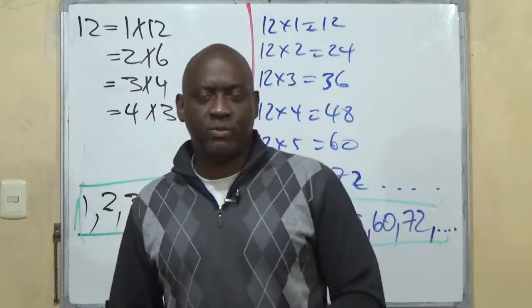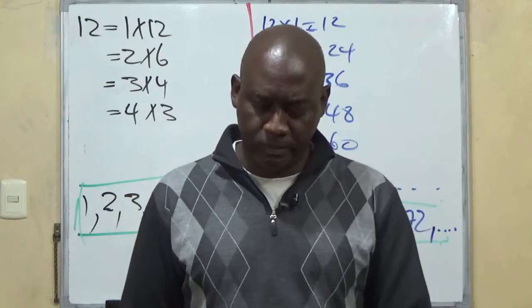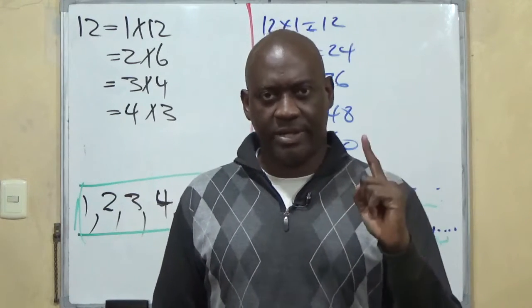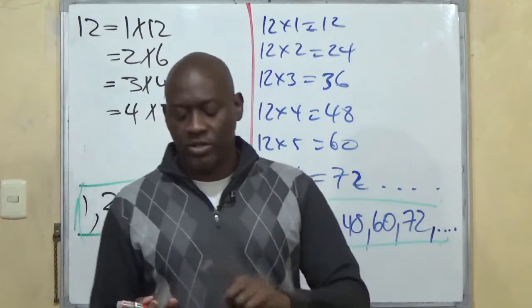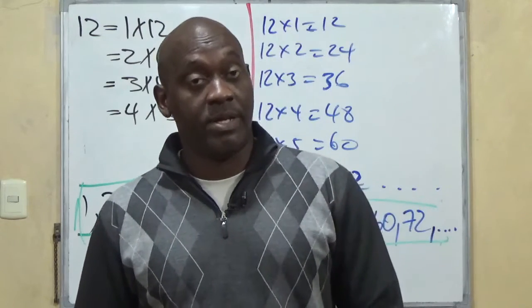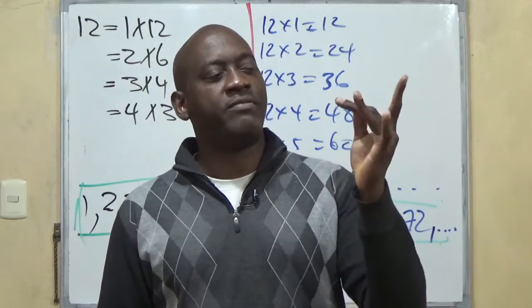So let me say 15. What are the factors of 15? Factors of 15 will be 1. 2 is not a factor of 15. 3 by 5 is 15, so 3 is a factor. 5 by 3 is 15, so 3 by 5, 5 by 3, that's it. 1, 3, 5, and then the number 15 itself. So 15 only has 4 factors: 1, 3, 5, and 15.